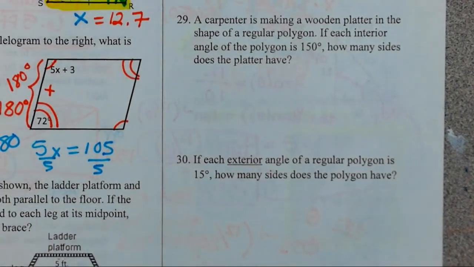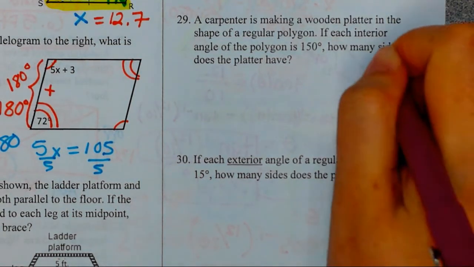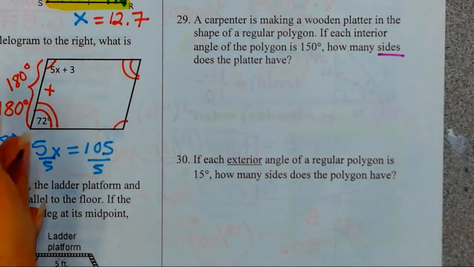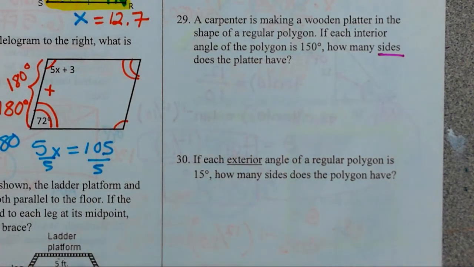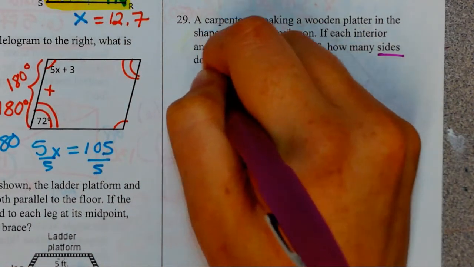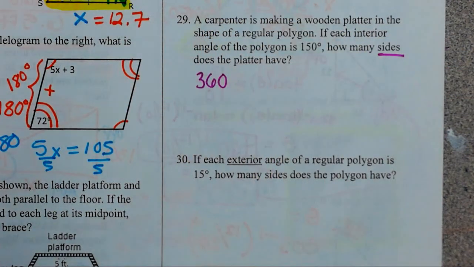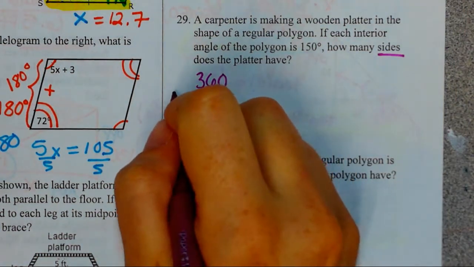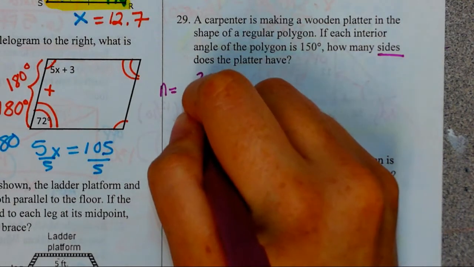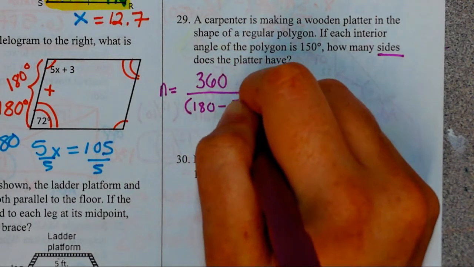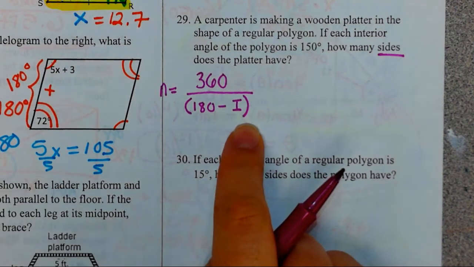Next, a carpenter is making a wooden platter in the shape of a regular polygon. If each interior angle of the polygon is 150, how many sides does the platter have? This is just a formula, and you have to memorize the formula or write it on the note card that we are allowing you to have. The formula for the number of sides, represented by n, is 360 over 180 minus the interior angle.